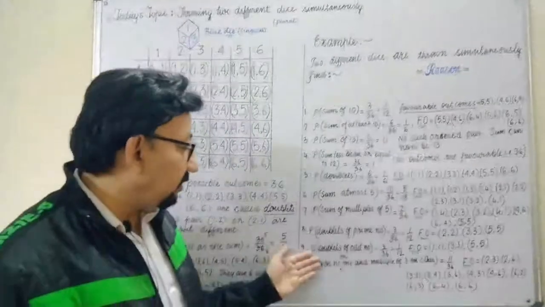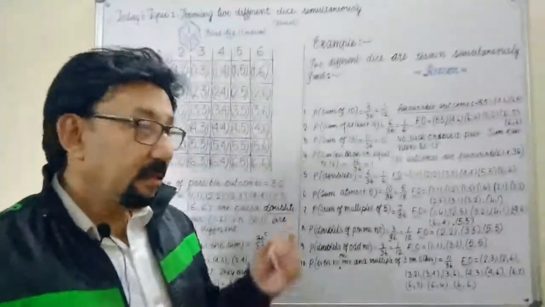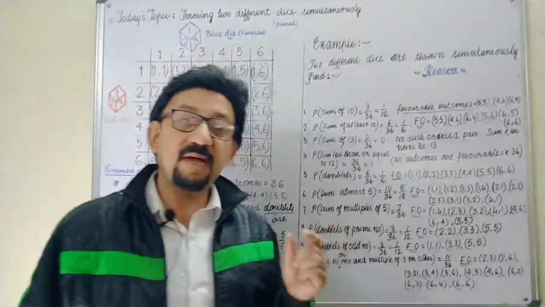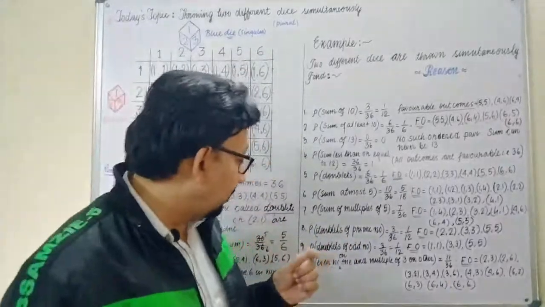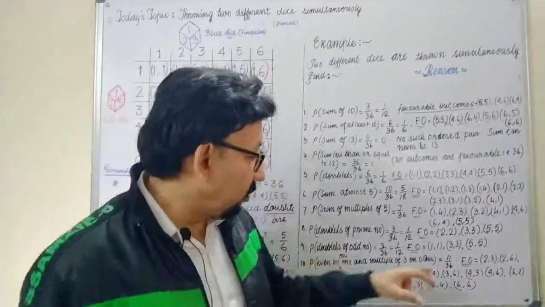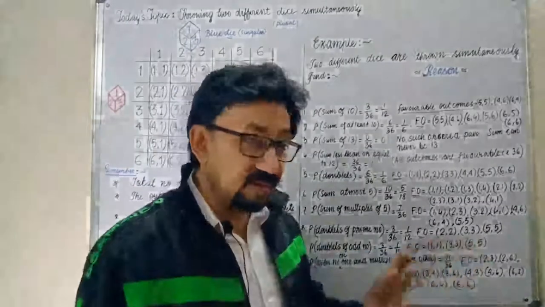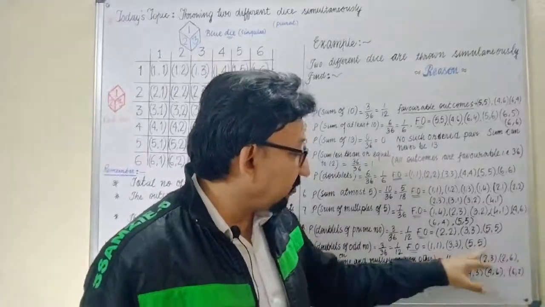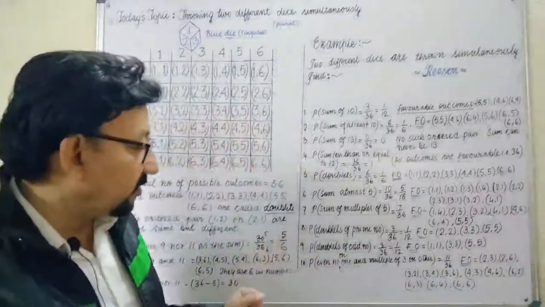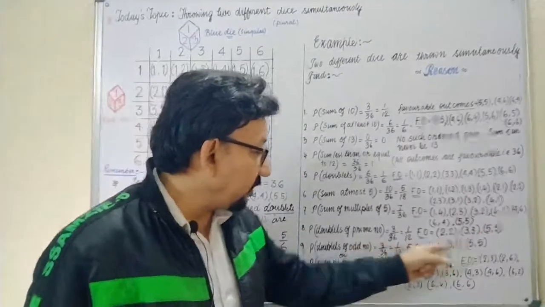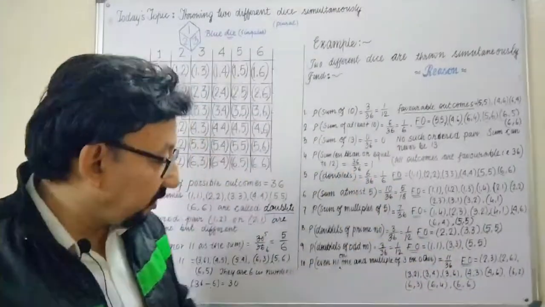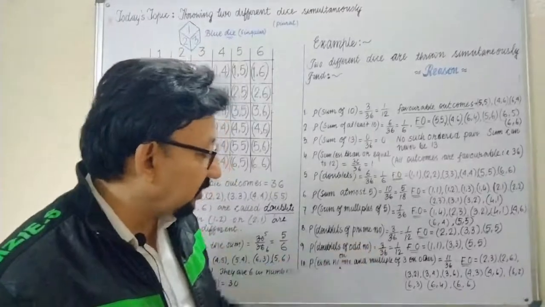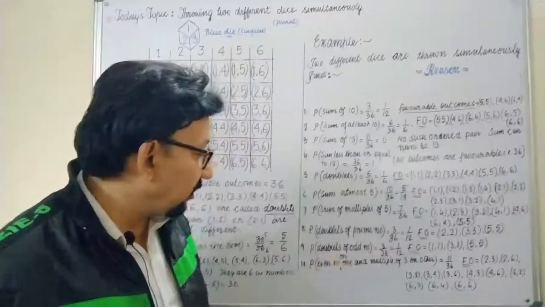Now probability of doublets of odd number. Those ordered pairs should be doublets as well as odd numbers. Look, (1,1), (3,3), (5,5) are the doublets and 1, 3 and 5 are the odd numbers. So 3 ordered pairs are there. So favorable outcome 3, total outcome 36. 3 by 36 is equal to 1 by 12 is the probability.